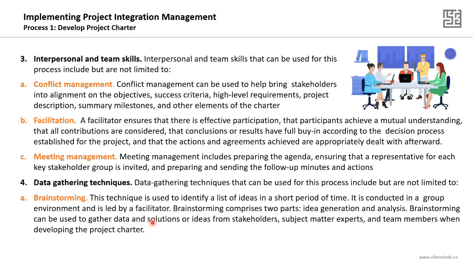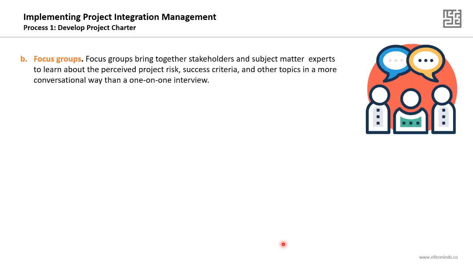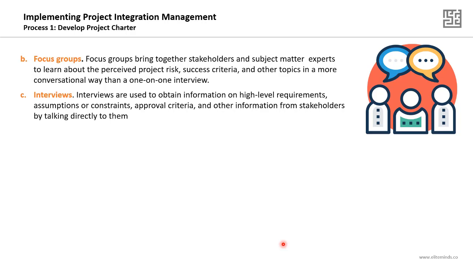Brainstorming can be used to gather data and solutions or ideas from stakeholders, subject matter experts, and team members when developing the project charter. Focus groups, another data gathering tool, bring together stakeholders and subject matter experts to learn about the perceived project risk, success criteria, and other topics in a more conversational way than one-to-one interviews. So we can use interviews to generate data and information from the stakeholders. However, focus groups are more efficient, as you will bring stakeholders together and they will think together. So it is somewhat similar to the brainstorming technique.